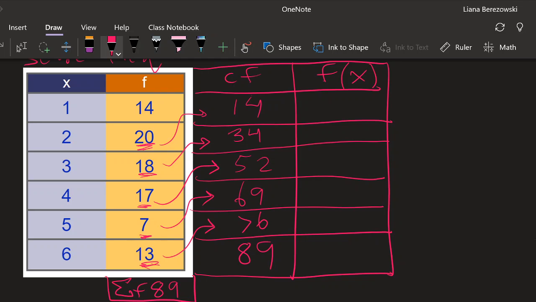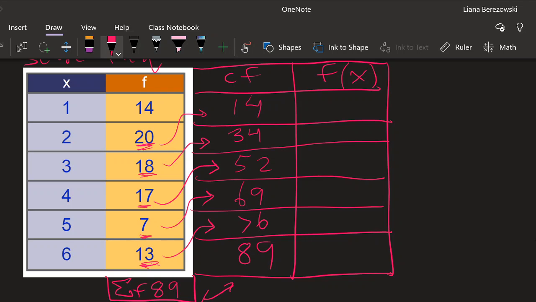Okay. This is the part where we double check our answers, so I make sure that my sum of frequencies and my last cumulative frequency match, and they do. They're the exact same number, so that means I've done all of my additions correctly, and my cumulative frequency should, in theory, be correct.